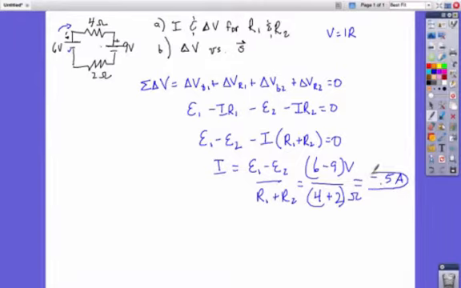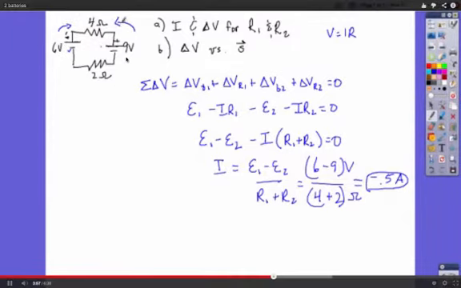Like I said earlier, since I got negative 0.5 amps, it means I assigned it in the wrong direction. And this makes perfect sense. If we think about batteries in terms of their strength, the 9-volt is stronger than the 6-volt, and so the current is going to go this way. Setting it in the wrong direction is not a big deal, it just means that it's in the wrong direction. I have the right magnitude here though.